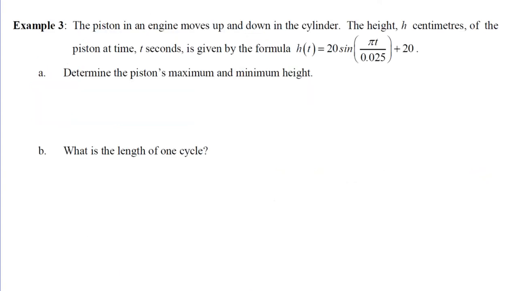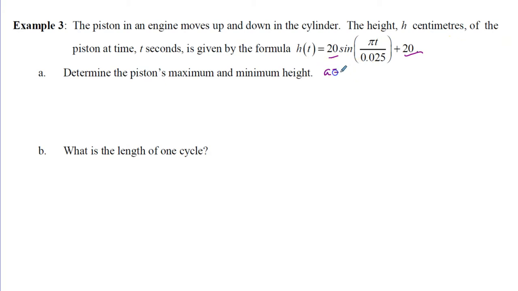Next. The piston in an engine moves up and down in the cylinder. You could run off to YouTube and go look something like this happening. The height h in centimeters of the piston at a given time t in seconds is given by the formula h of t is 20 sine blah plus 20. Determine the maximum and minimum height.